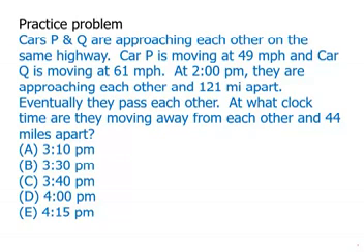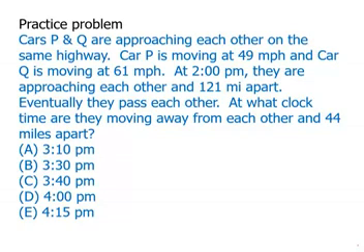Cars P and Q are approaching each other on the same highway. Car P is moving at 49 miles an hour and car Q is moving at 61 miles an hour. So they're going in opposite directions. At 2 p.m., they're approaching each other and are 121 miles apart. Eventually, they pass each other. At what clock time are they moving away from each other and are 44 miles apart?